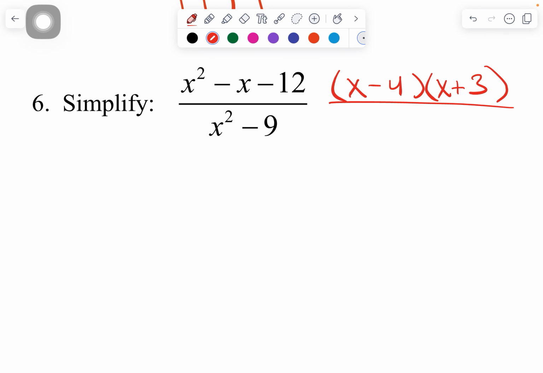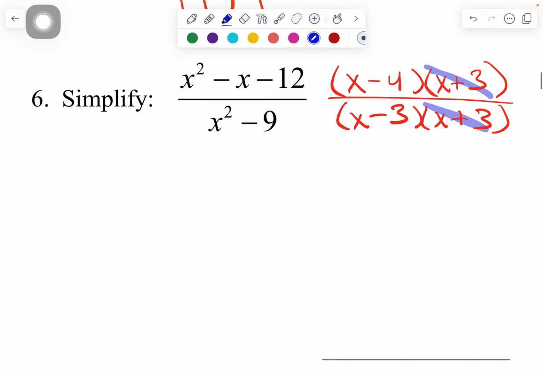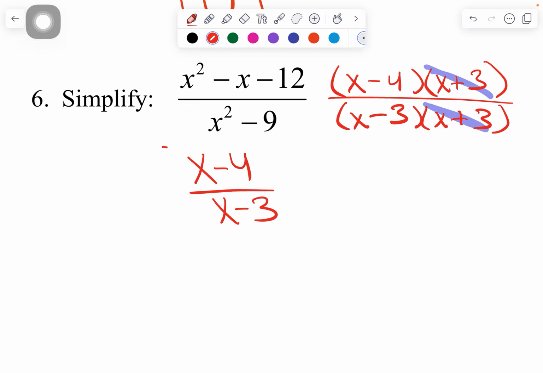Let's try that again. Denominator, I'm looking to do a difference of perfect squares. So x and x. Let's go ahead and split the 9. 3 and 3. We're going to make one positive, make one negative. The positive 3 here, x plus 3, and the x plus 3 here completely cancel each other out, divide each other out. So x minus 4 in the numerator and x minus 3 in the denominator are left.